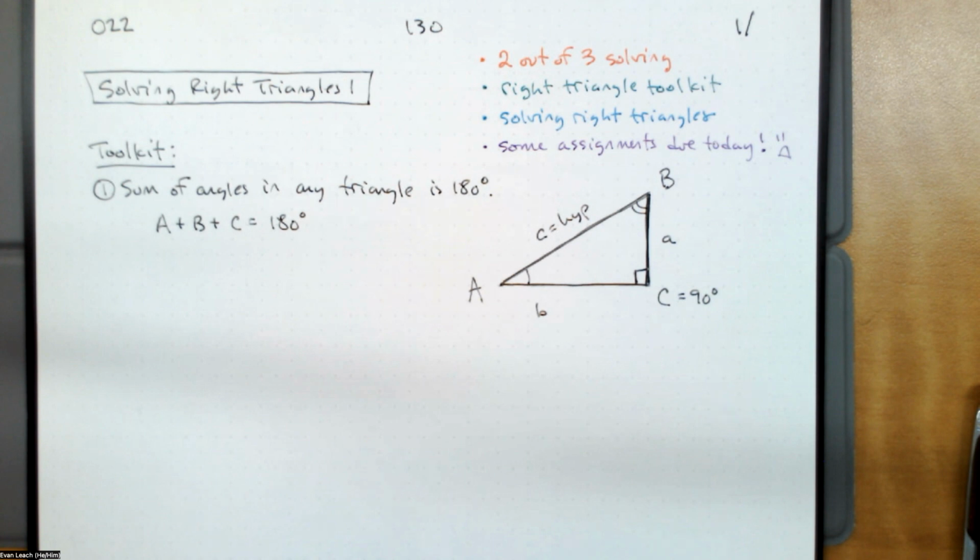We have a slightly smaller version of this for right triangles. In a right triangle, one of the angles is 90 degrees. The angle is fixed at 90 degrees in our drawing here. C is 90 degrees. So we could say that the sum of the acute angles in a right triangle is 90 degrees.